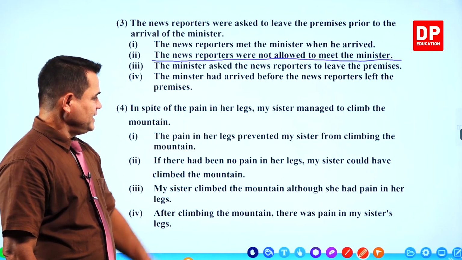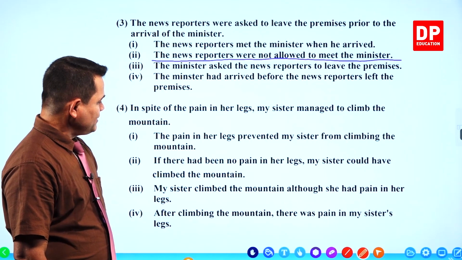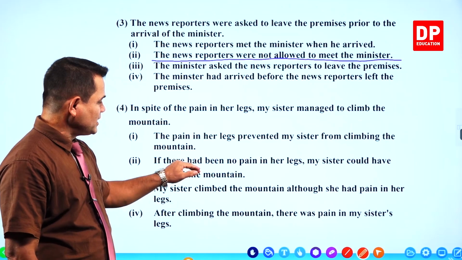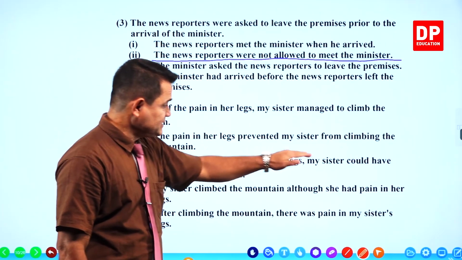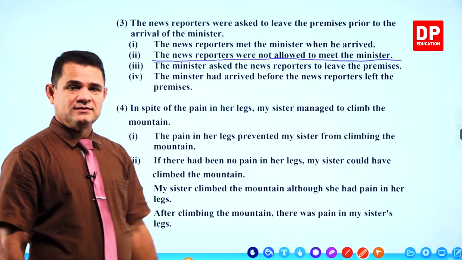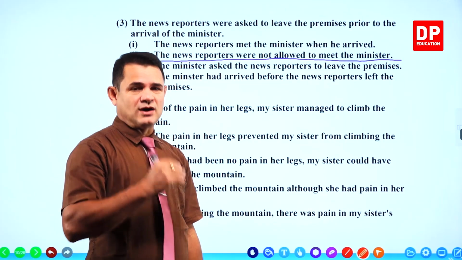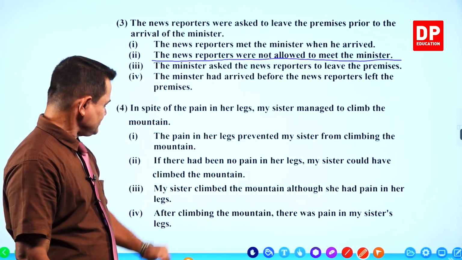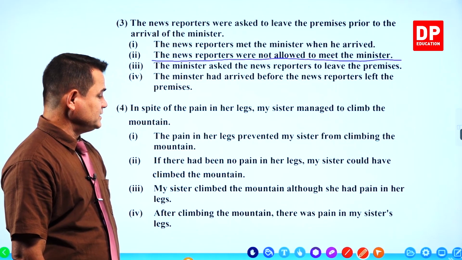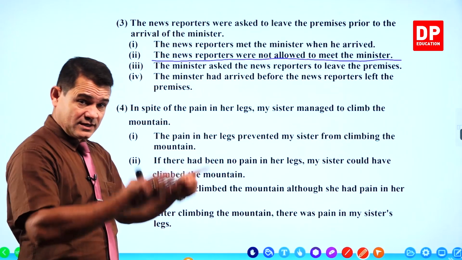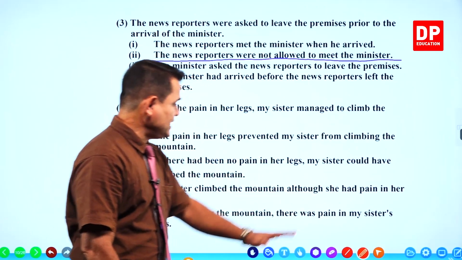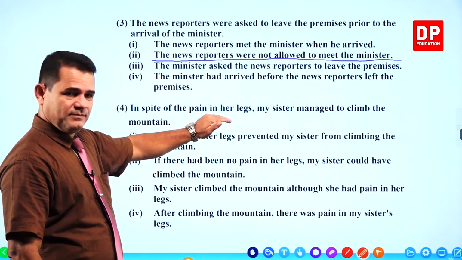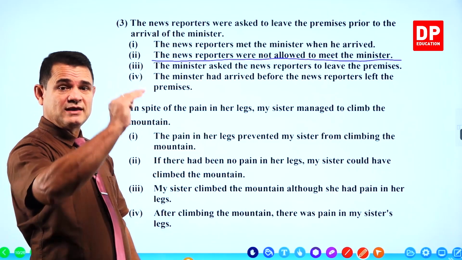More clear now. Next one. If there had been no pain in her leg, my sister could have climbed the mountain. Is that what is said here? No. My sister climbed the mountain although she had pain in her leg. Even though she had pain in her leg, she managed to climb the mountain.